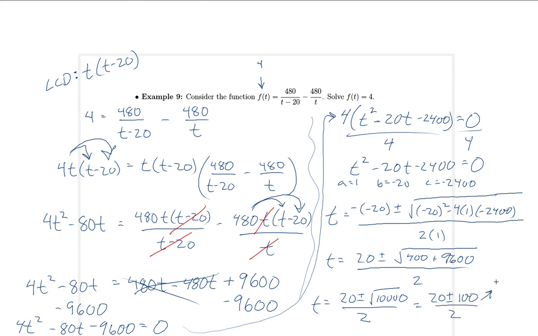So that gives me two different solutions here, 20 plus 100 over 2, which is going to give me 60, and then 20 minus 100 over 2, which is going to give me, oh boy, I've run out of room, I'm sorry, negative 40. Okay, so down here we'll write it cleanly, so we get t equals 60 and negative 40. Now, we double check, make sure 60 and negative 40 don't get us into trouble, but if you look back at the original, they don't cause us to divide by 0, so we're in good shape.